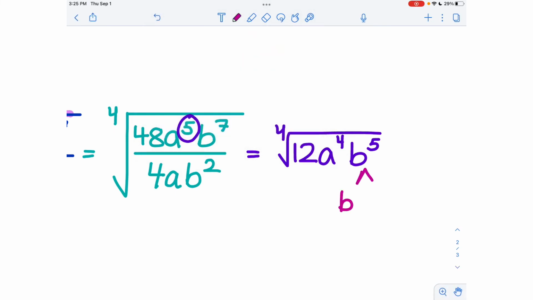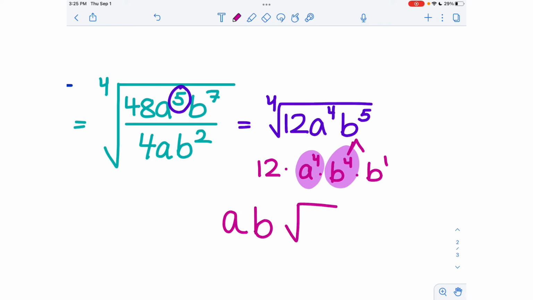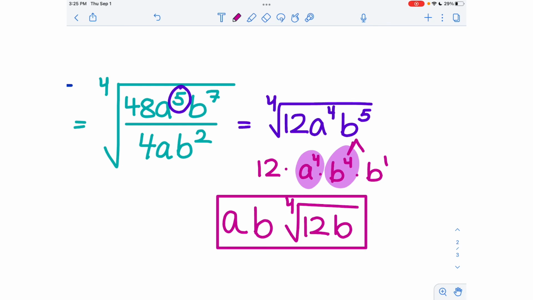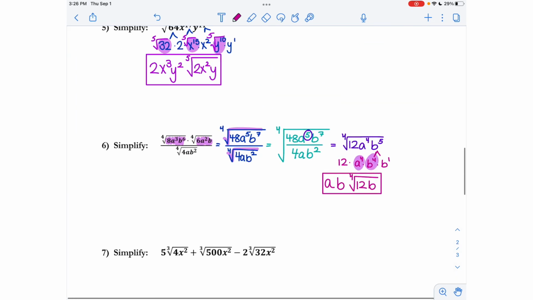The b, I'm going to split up as b to the 4th, b to the 1st. I don't have to split up the a, and there's nothing that goes into 12 that I can 4th root, so I'm just going to pull out the a and the b. 4th root of a to the 4th is a. 4th root of b to the 4th is b. And I'm just going to leave everything else in. So this is the answer. It's the same answer you could get if you rationalize, but that would include a lot more work and room for errors.